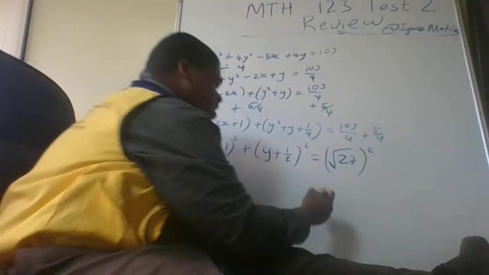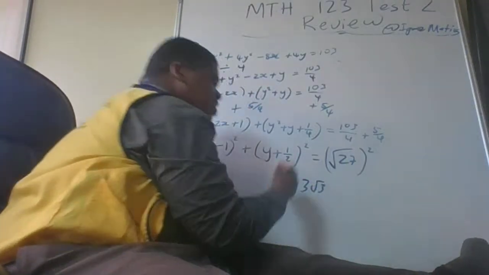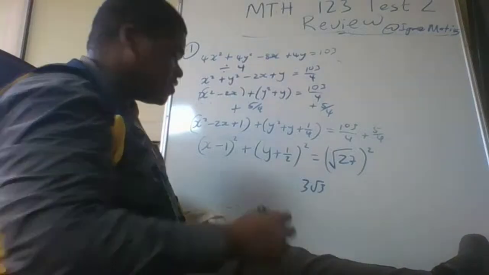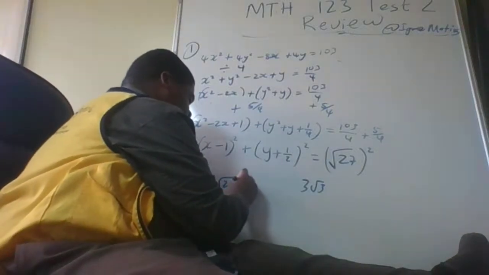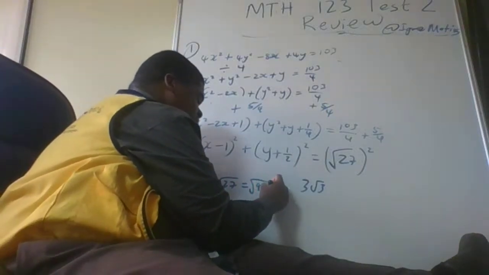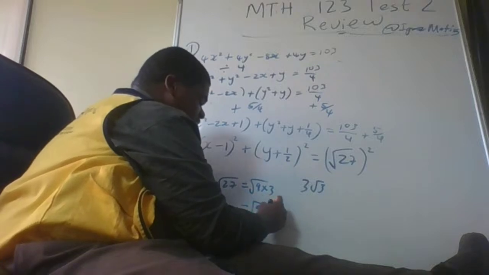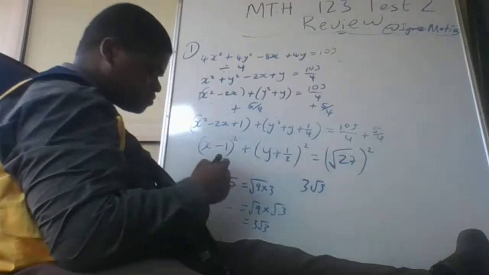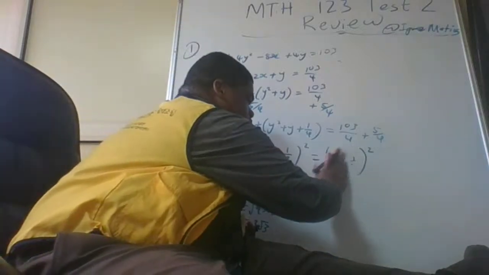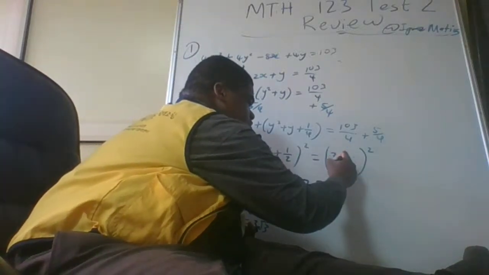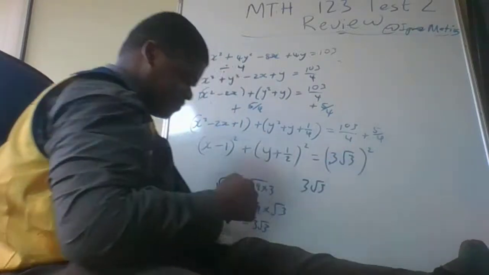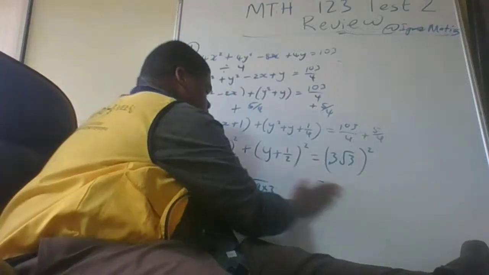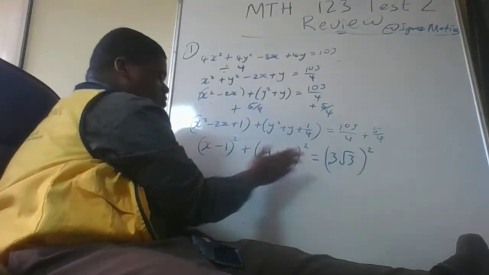So now this square root of 27 can be simplified further using surds. You can simplify it to 3 root 3. Now how do we simplify it to 3 root 3? You have the square root of 27 is equal to the square root of 9 times 3, which is equal to the square root of 9 times the square root of 3, which is equal to 3 root 3. So instead of square root of 27 here, you can replace it with 3 root 3. Now, this is our general form of putting it.